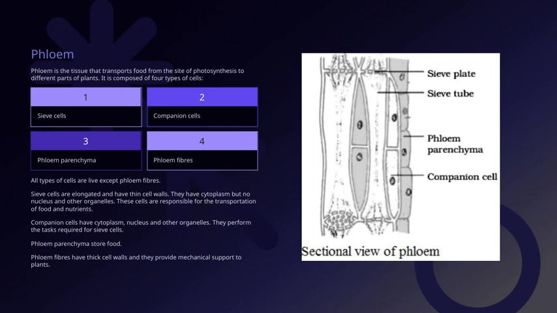It's important to note that all these cell types are living except for the fibers, which are dead and specialized for support. So, in summary, the phloem is a complex but highly efficient system that not only transports food, but also provides structural support, helping the plant grow and thrive.